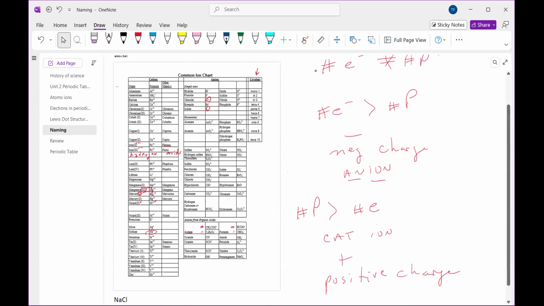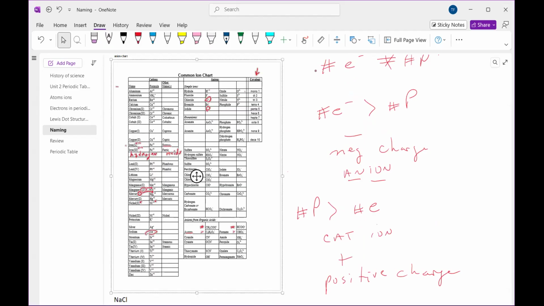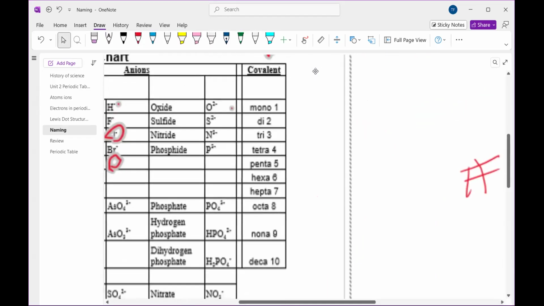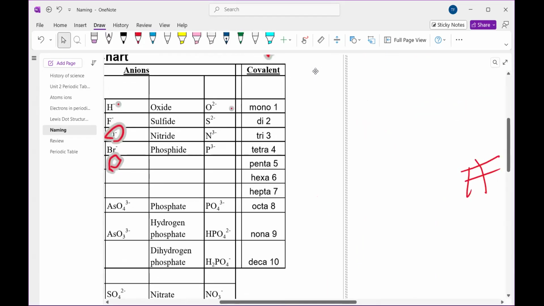So this table is divided in half between negatives on the right, positives on the left. Now, up here in the top right, we have something called covalent. So there are two naming conventions. One is ionic, the other is covalent or molecular. You'll see the word molecular as well as covalent.